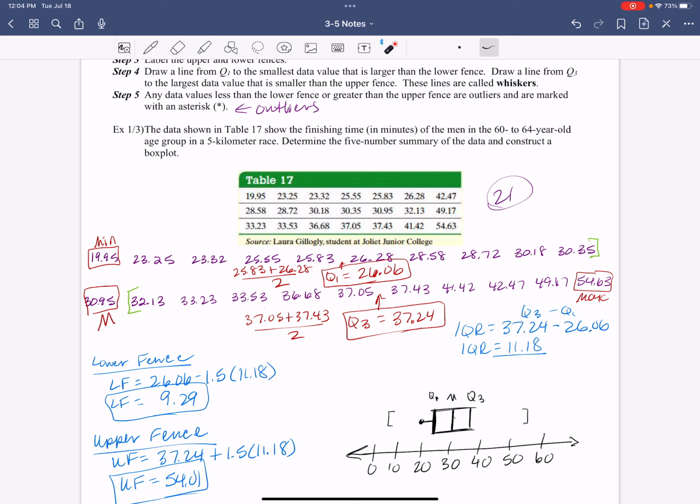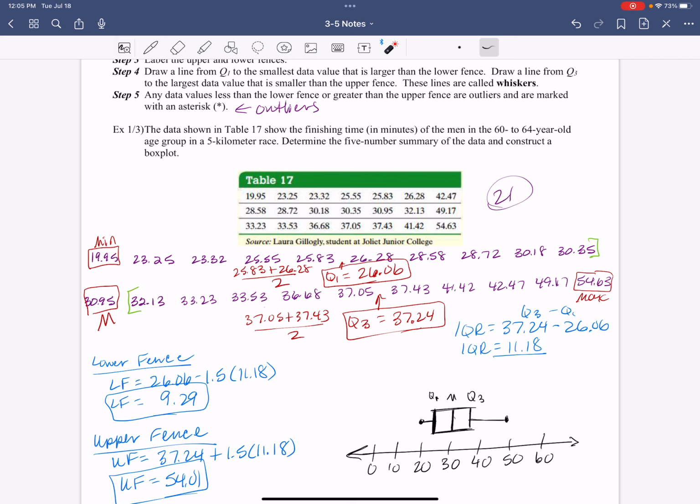But draw from quartile 3 to the largest data value that's smaller than the fence. So the next one in line would be 4917, and that is what we're representing as the end of my upper whisker. Do you see that? Now these fences, they are not really part of your graph. They're just a guide. So then you get rid of those.